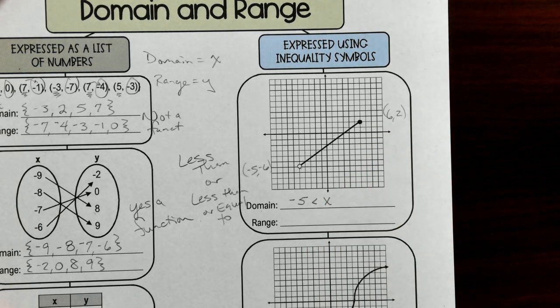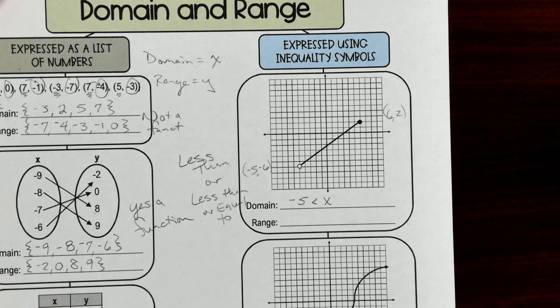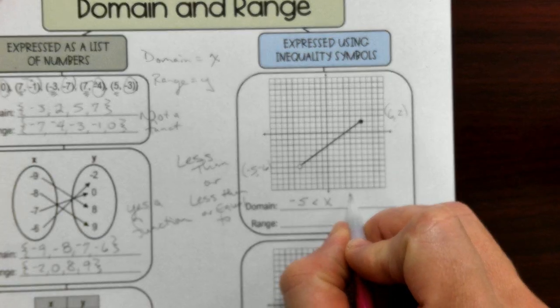So that point is at (6, 2). And again, I'm talking about the domain, so all I care about is the x values. I'll care about the x value at that point, which is +6.